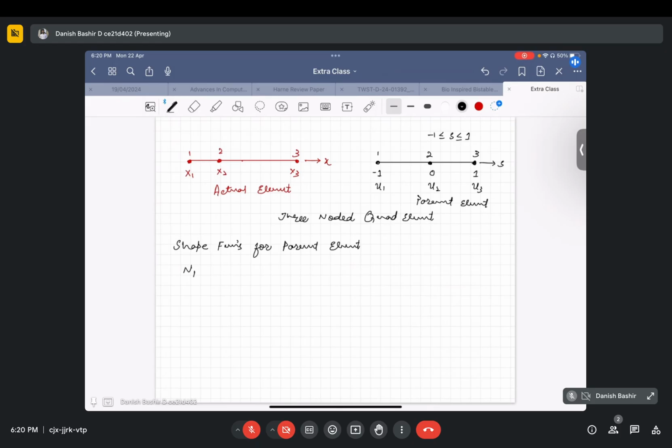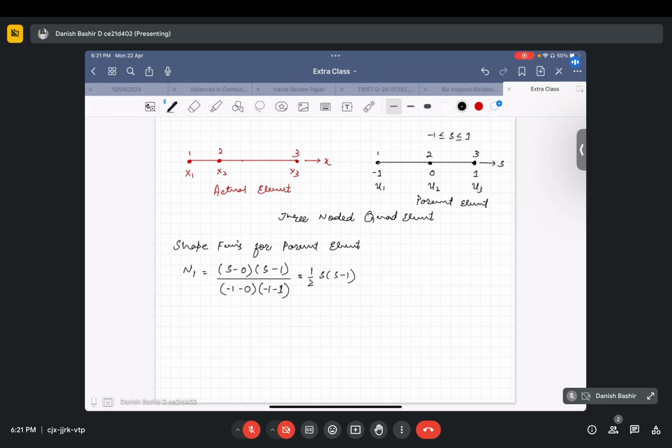So N1 will be equal to, since x1 is here -1, x minus x2, that is s minus 0, x minus x3, s minus 1, divided by x1 minus x2, x1 minus x3. x1 is -1, so -1 minus 0 is -1, and -1 minus 1 is -2. I hope you got this point. It will be 1/2 of s times (s minus 1).